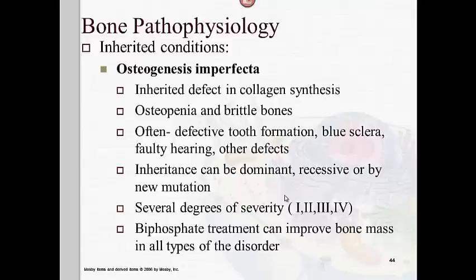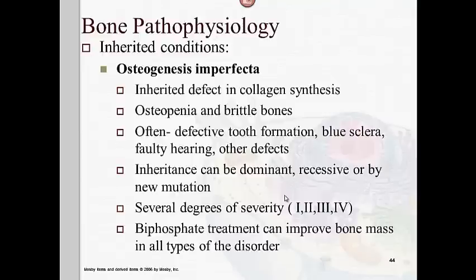Osteogenesis imperfecta is basically a hereditary collagen disorder causing diffuse abnormal fragility of bone and sometimes accompanied by sensorineural hearing loss, blue sclera, dentinogenesis imperfecta, and joint hypermobility. The symptoms, hearing loss is present in 50 to 60%.